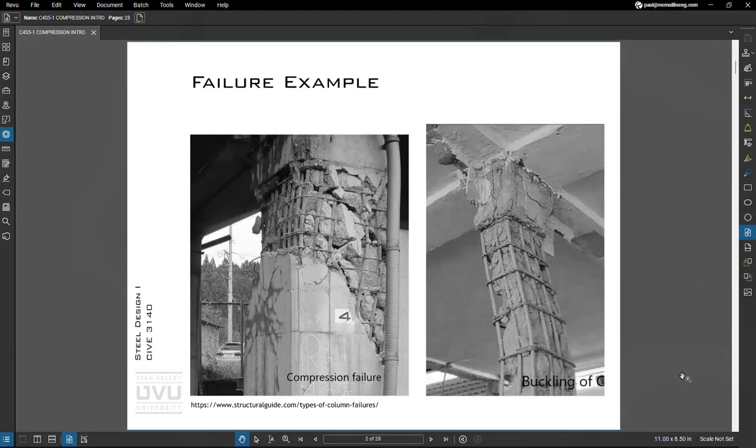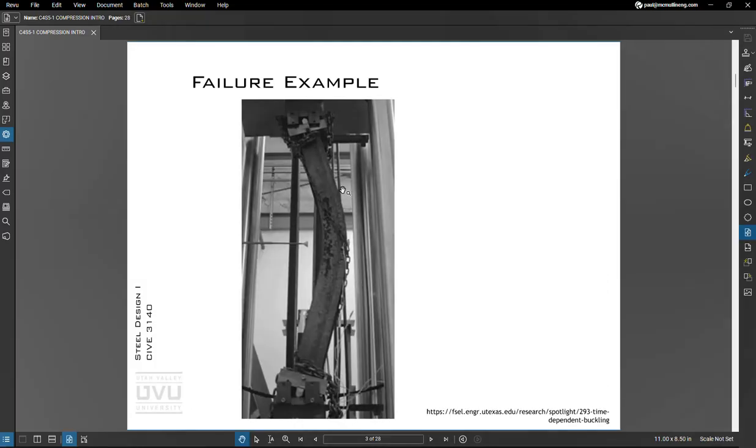So anyway, some examples of failures in concrete columns. You can see these are both due to earthquakes. You can see the differences in behavior given the amount of ties. I think that's something we definitely want to take a close look at as we get into column design in concrete. In steel, oftentimes we get buckling, which is the dominant failure mode in steel columns.